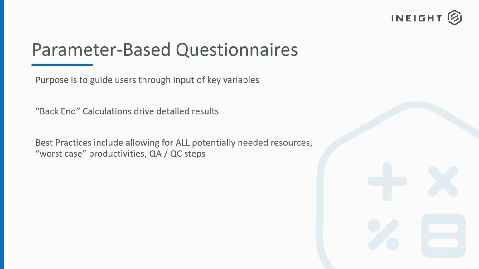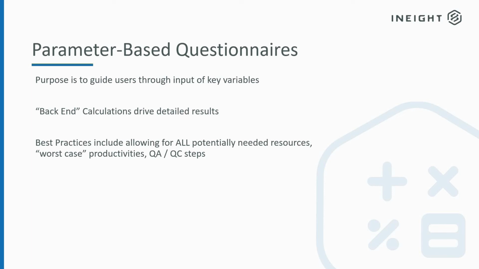A best practice would include, for instance, allowing for all potentially needed resources, productivities, QA/QC steps, etc. You'll notice on the slide it actually says worst case productivities. Spent a lot of time talking to our customers about this and the way they like to manage their data. They realize, if we're going to make a mistake, I'd rather be conservative and guess that it's going to take us longer than it needs to. It may preclude us from being the lowest bid on a job, but what's the flip side of that, right? We get a job with a very aggressive or very optimistic productivity rate, and we may end up losing money on it.